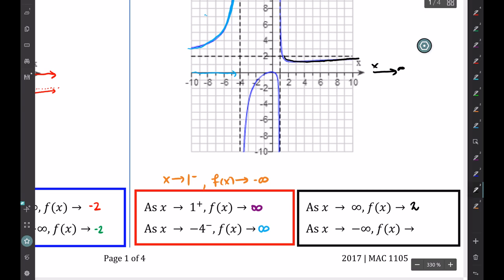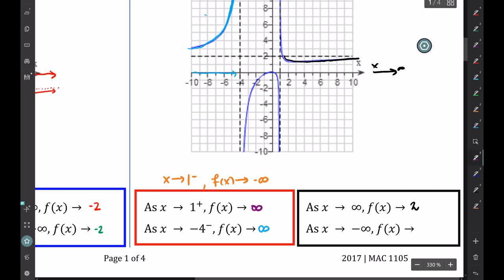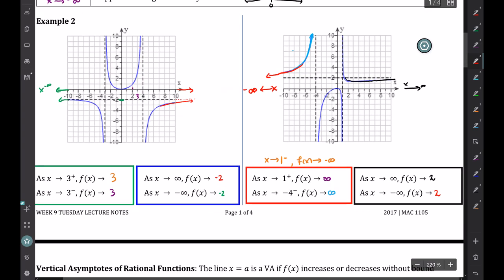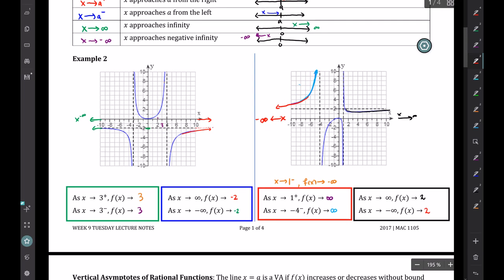As x approaches negative infinity, what does y do? Well, as x approaches negative infinity, that'd be over here. The y values are now decreasing. It looks like they're decreasing to the line y equals 2. Again, you could say that they're approaching 2 from above, or 2 plus, if you wanted to. Okay. So hopefully that's clear. We'll do some more examples in class.